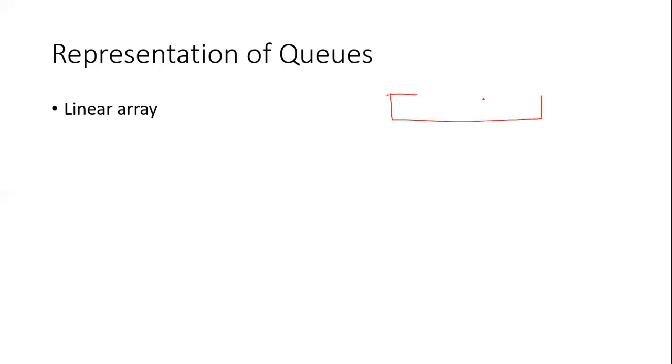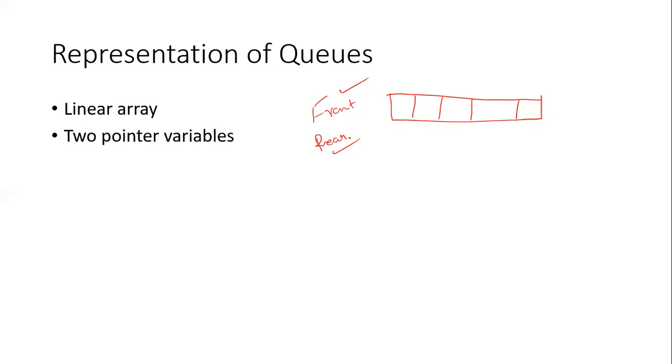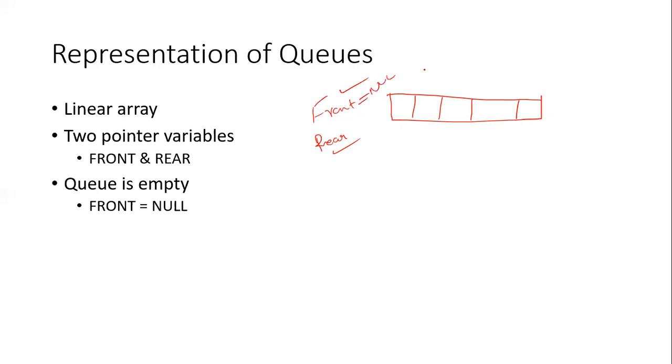So if it is an array of size n, and we have the different pointers called front and rear pointers, then we can access the queue. I'll just write it here, front pointer and rear pointer. The front will be used only in the deletion, whereas rear will be used only for the insertion. So a linear array having two pointer variables called front and rear. How do you determine the queue condition when the queue is empty? When the queue is empty, the front will be equal to null.